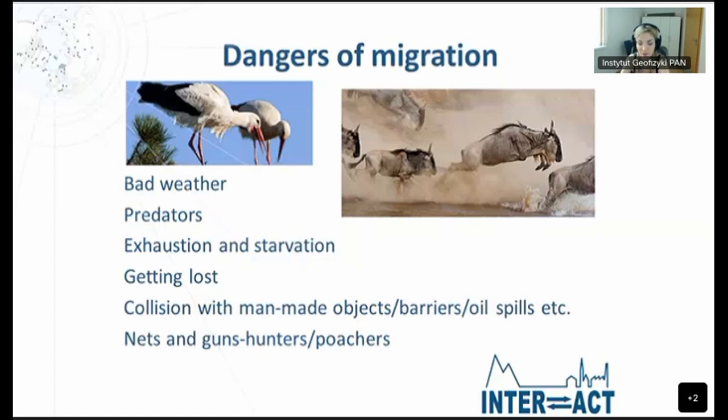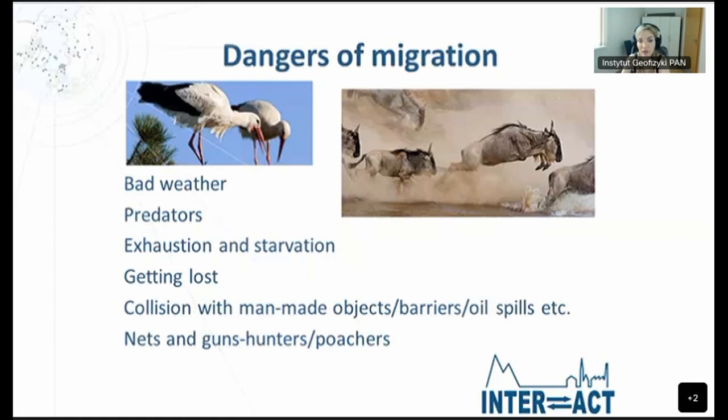So sometimes the animals, for example birds, expecting to have a nice place at such a pit stop can be very much disappointed because they find new buildings right there. So the conditions are not favorable, and they are not able to prepare themselves for the further journey. On the way, we have more natural dangers, such as predators.